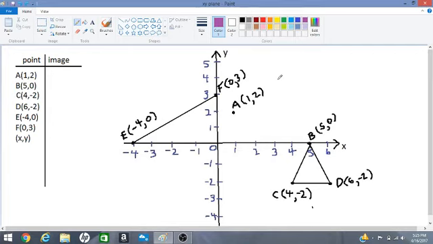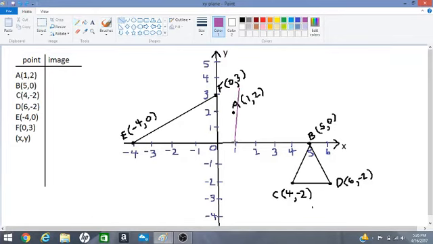Hello again. We are going to do some reflection in the x-axis, and so the x-axis is now a mirror line. Okay. Let's reflect point A, which has coordinates 1, 2 in the x-axis.